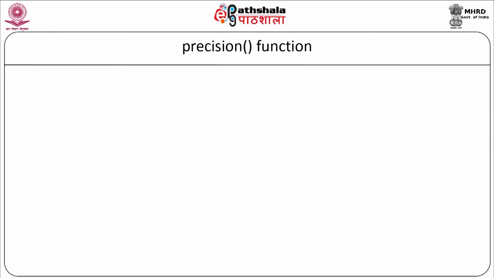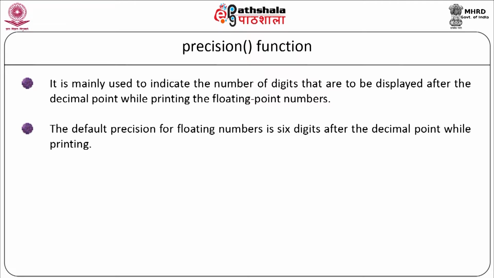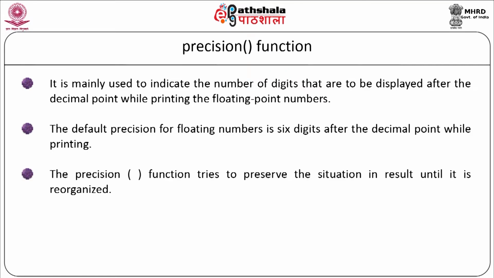The next function is precision. It is mainly used to indicate the number of digits that are to be displayed after the decimal point while printing numbers that are of floating point type. The default precision for floating numbers is 6 digits after the decimal point while printing. The precision function tries to preserve the setting in the result until it is changed.